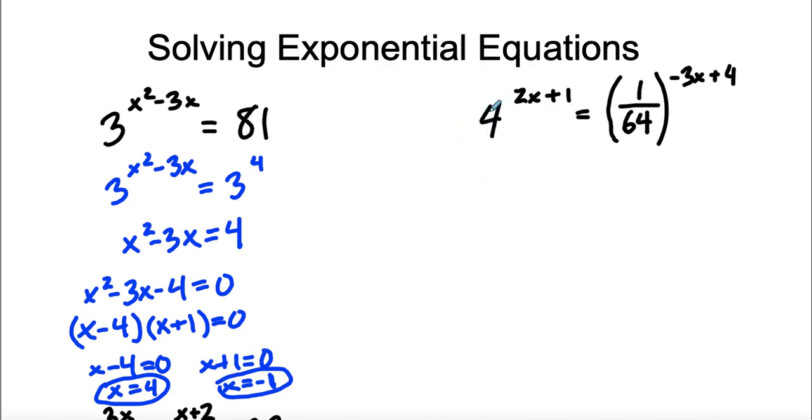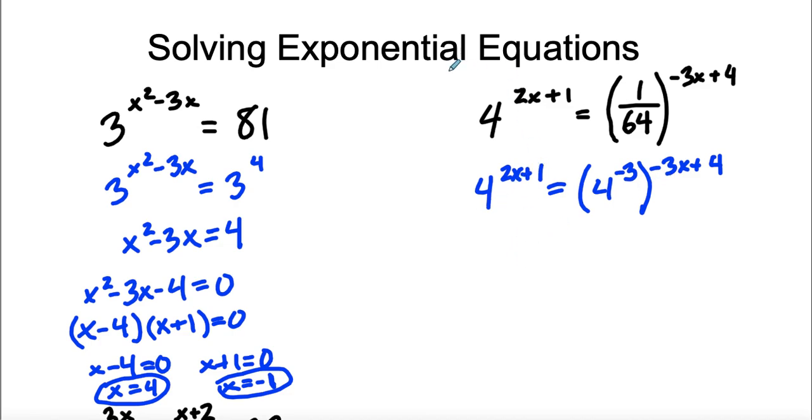Okay, next one. I need these bases to be the same. Now, 4 is good, but here I need to change this one. So 4 cubed is 64, but 4 to the negative 3 is what I'm going to write, and that's because it's in the denominator. Okay, now I still have this negative 3x plus 4 on the outside.